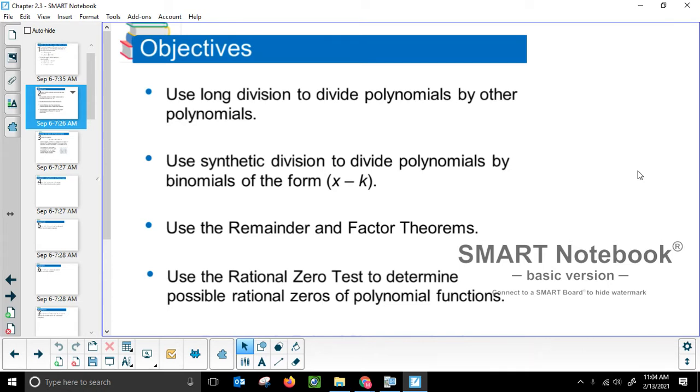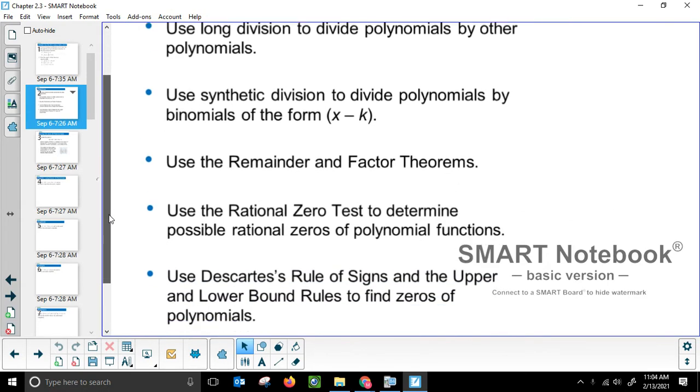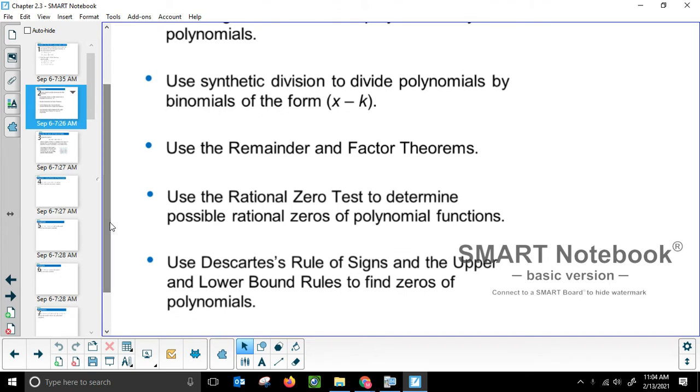We're going to use long division to divide polynomials. We'll use synthetic division as well. We'll talk about the remainder and factor theorems. We'll talk about the rational zero test. And we will also talk about Descartes' rule of signs.